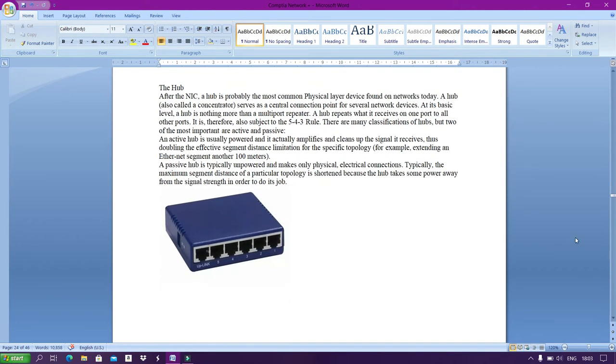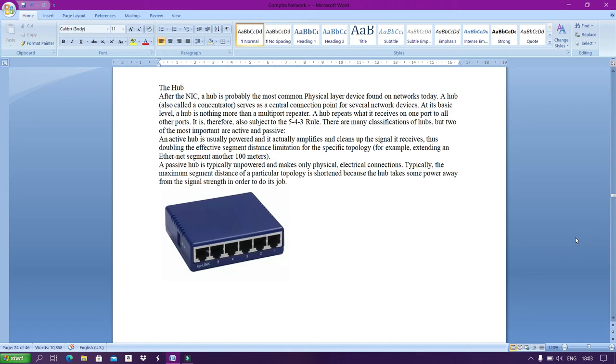The hub. After the network interface card, a hub is probably the most common physical layer device found on networks today. A hub, also called a concentrator, serves as a central connection point for several network devices. At its basic level, a hub is nothing more than a multi-port repeater. A hub repeats what it receives on one port to all other ports. It is therefore also subject to the 5-4-3 rule.